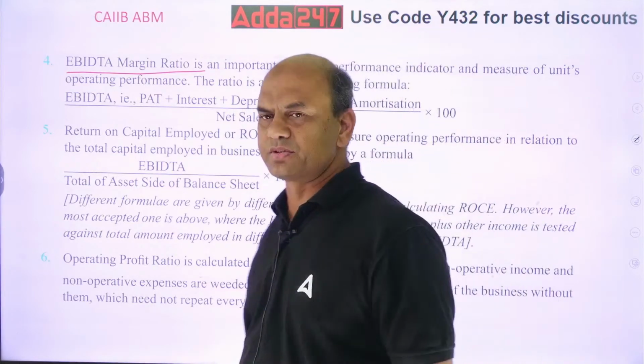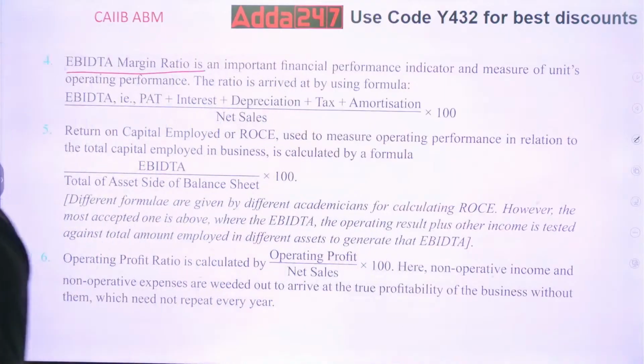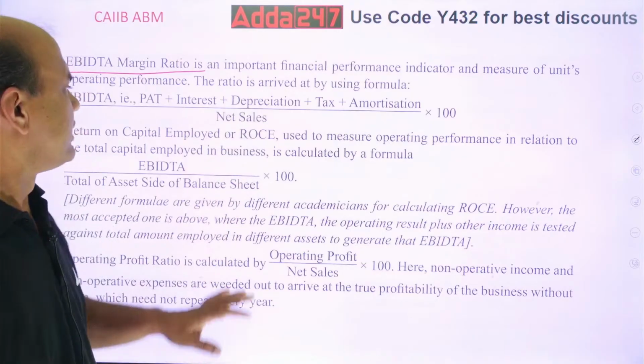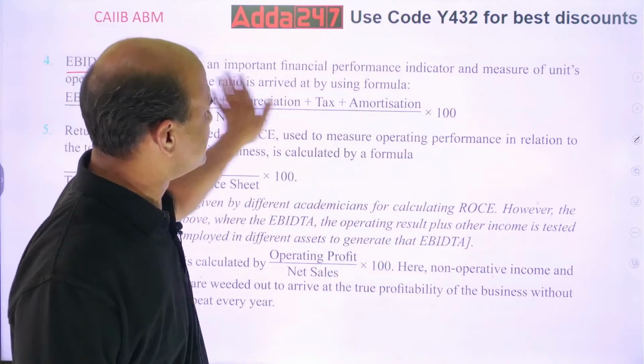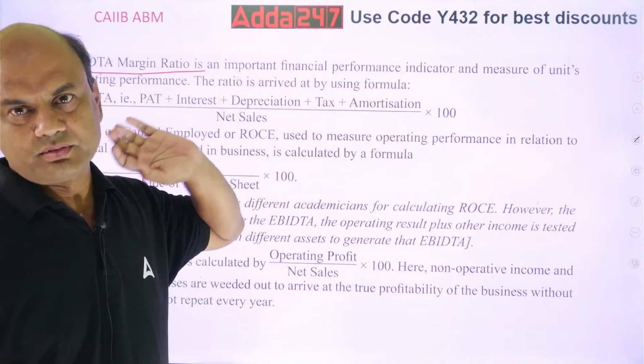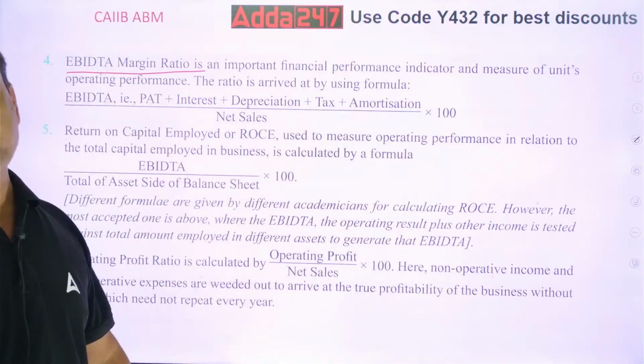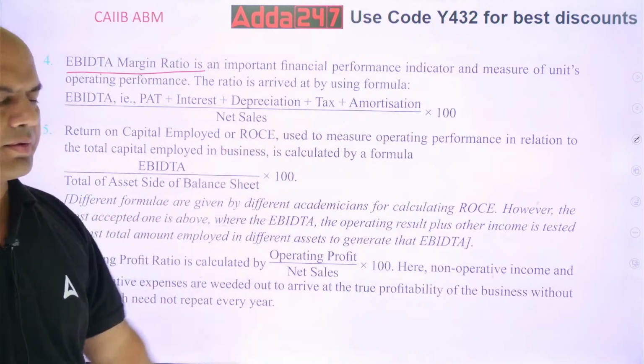If in the exam they ask you to find the EBITDA margin ratio, then you have to find EBITDA divided by net sales into 100. In the exam they might give you EBITDA and net sales directly, or they might give you profit after tax and these items separately, and then they'll ask you for EBITDA. So you have to add all of them, divided by net sales into 100.